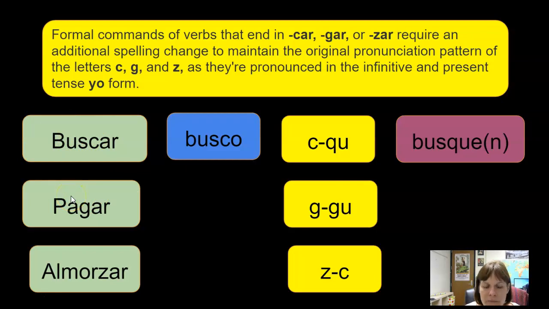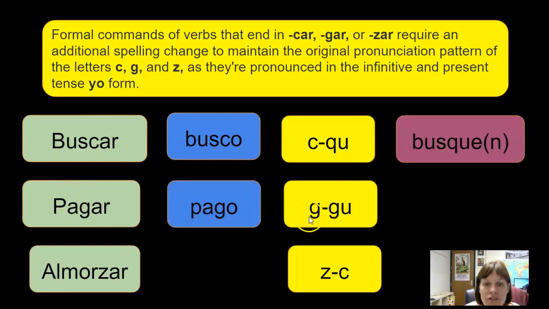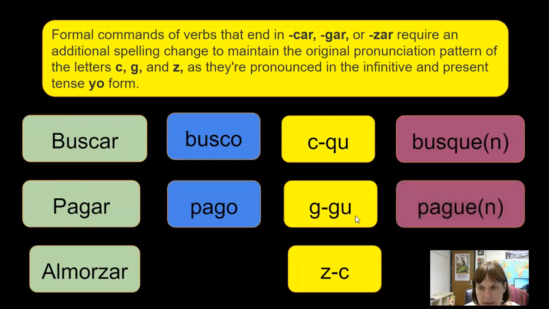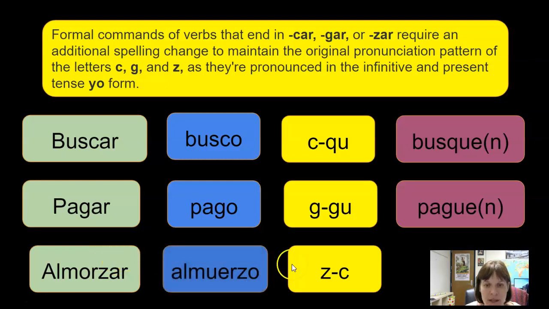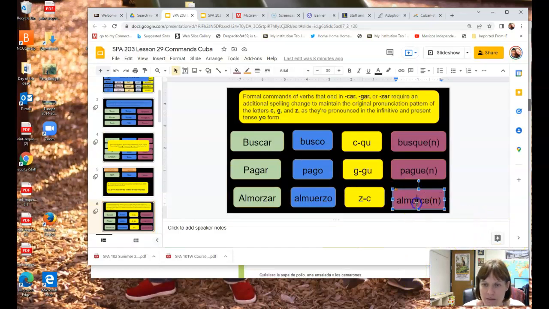Pagar is to pay. In the yo form, it's pago, and G changes to GU. So we would have pague or paguen. Pague la cuenta, por favor. Pay the bill, please. Almorzar is to eat lunch. And what happens with this is the Z changes to C. And look at, you have almuerzo, right? So the UE changes because that's a stem changer. So this one is almuerce, actualmente. So I should have this be a UE. So there's a lot of changes going on this one. So you would have almuerce or almuercen.